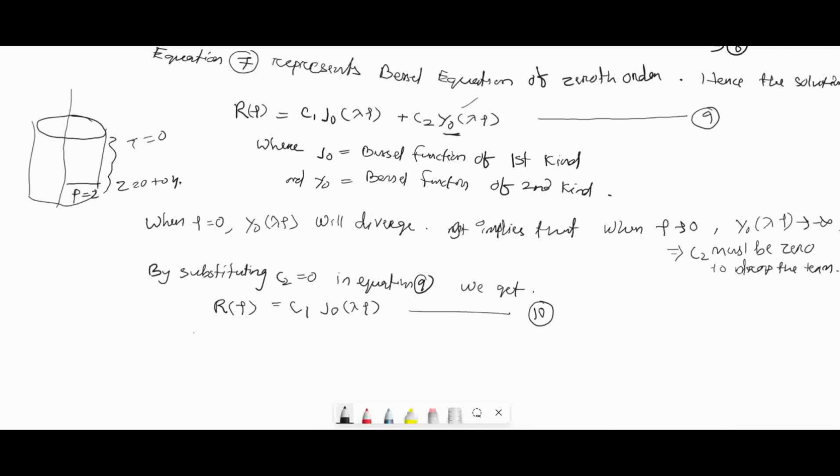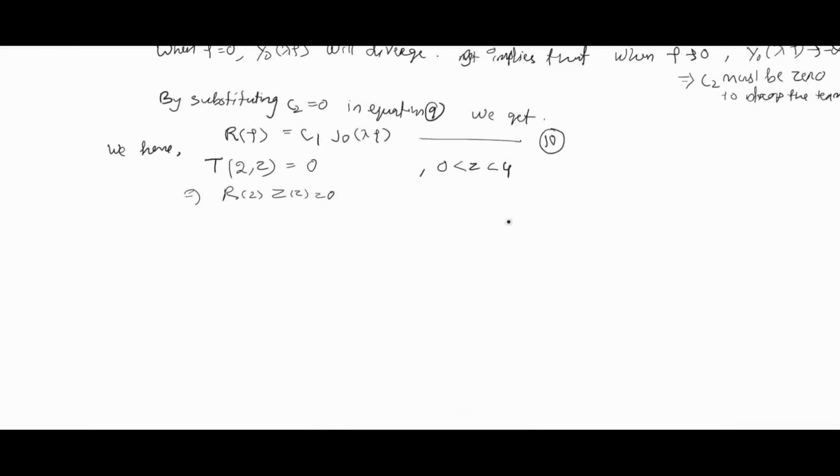We have T(2, z) for any value of z, equal to 0 for 0 ≤ z ≤ 4. Clear? That implies R(2) into Z(z) is equal to 0. Now Z(z) can't be 0. That implies what?